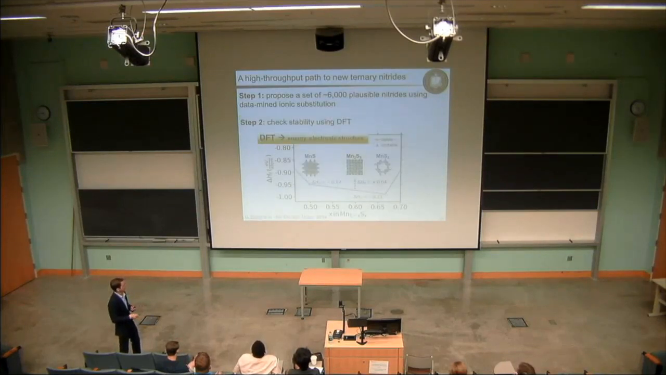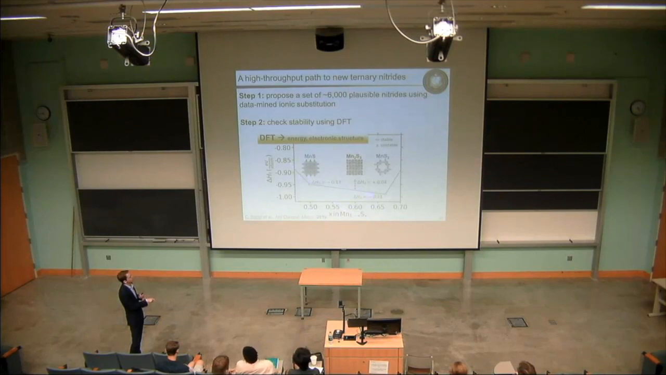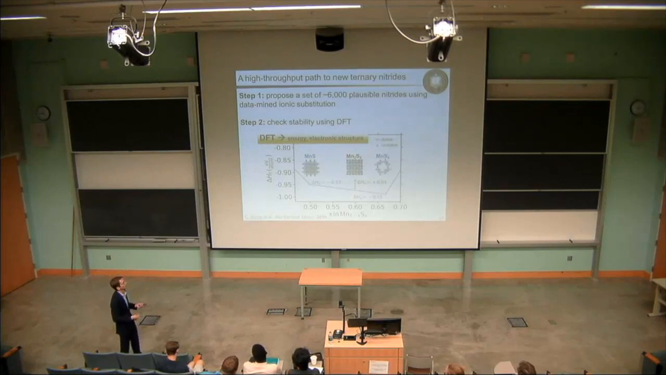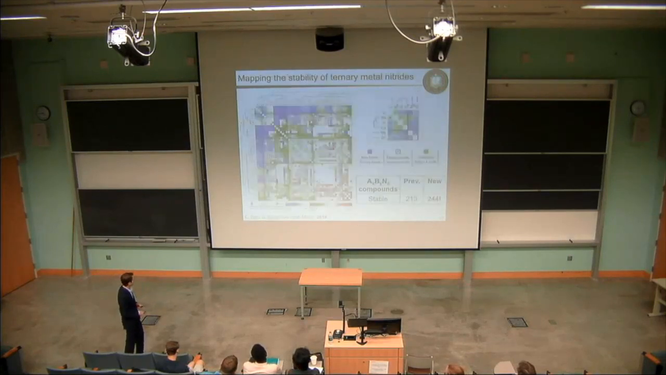As the next step, we construct these convex hulls using DFT calculations for all 6,000 of these materials and all of their possible competing phases, so that within each ternary nitride chemical space, we can generate this convex hull and assess whether any or some of these predicted materials are actually stable within the construct of DFT.